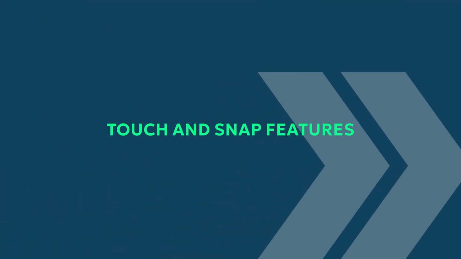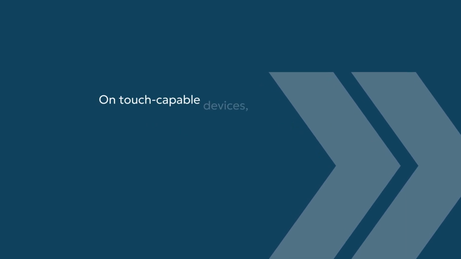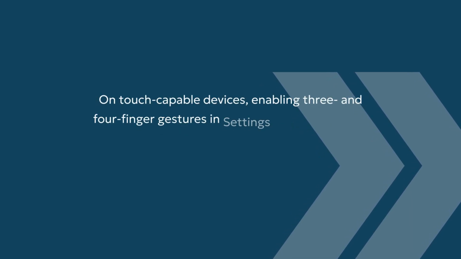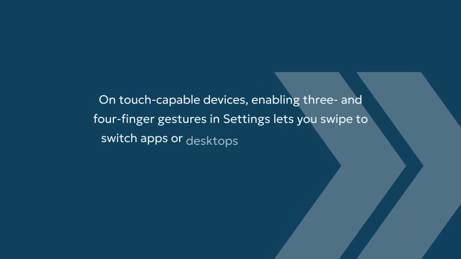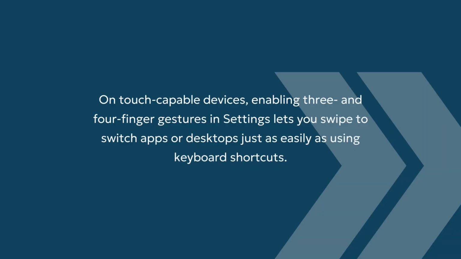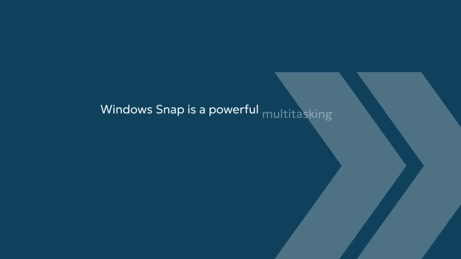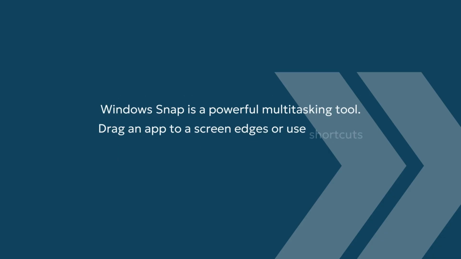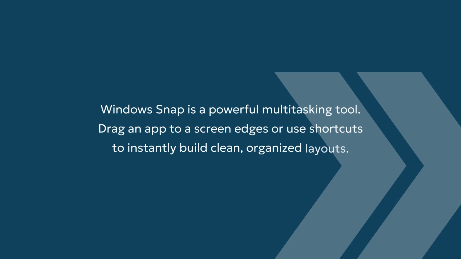Touch and snap features. If you're using a touch-capable device, enabling 3 and 4 finger gestures in settings adds even more options. You can swipe to move between apps or desktops just as easily as with a keyboard. And finally, Window Snap is the unsung hero for multitasking. Dragging apps to screen edges, or using keyboard shortcuts, lets you split your screen into clean layouts.